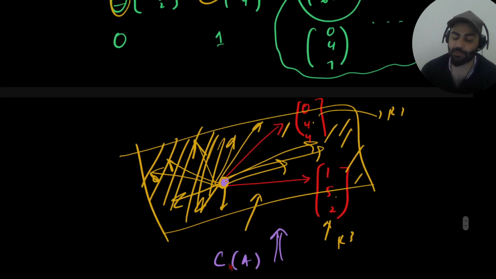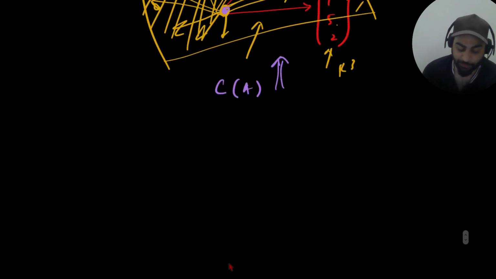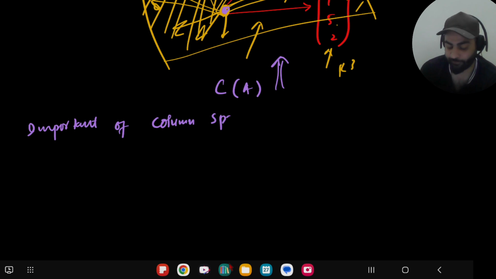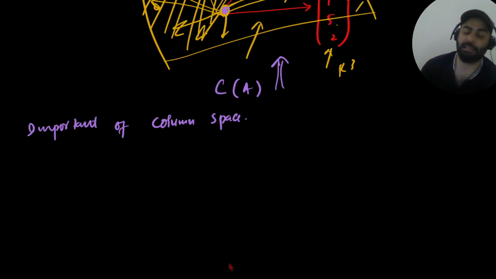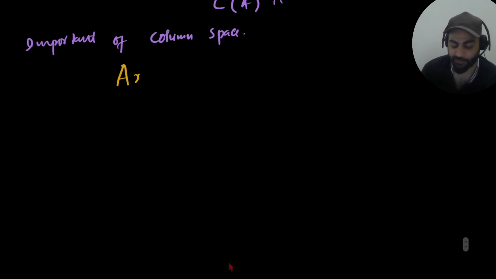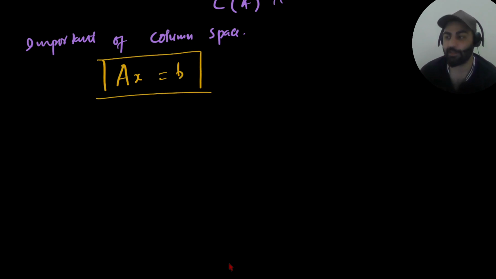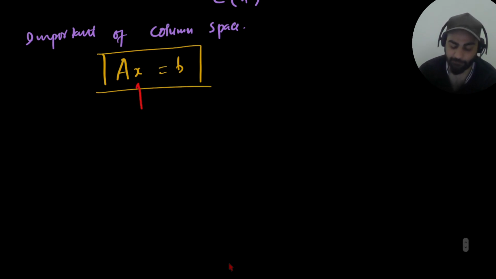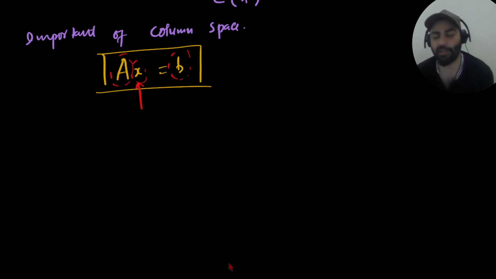Now you say, why is this column space important? Let me tell you the importance of column space. Why are we defining it? Why are we taking this much time to explain these things? You know that the basic equation is Ax equals b. That's the equation we are solving, and we want to see whether it has a solution or not. Can we find such an x so that if we multiply the matrix A with that x, it is equal to b?